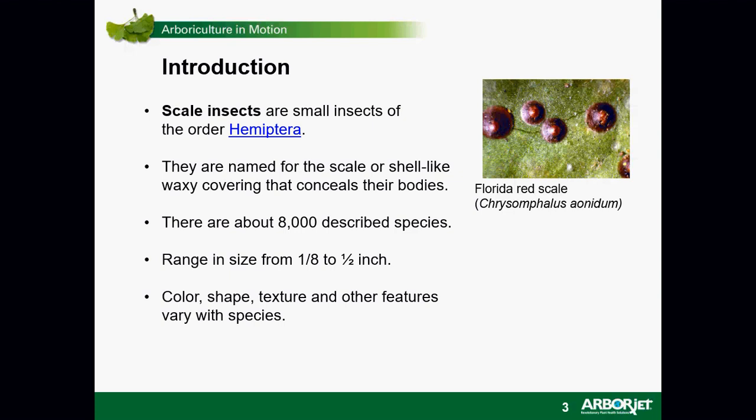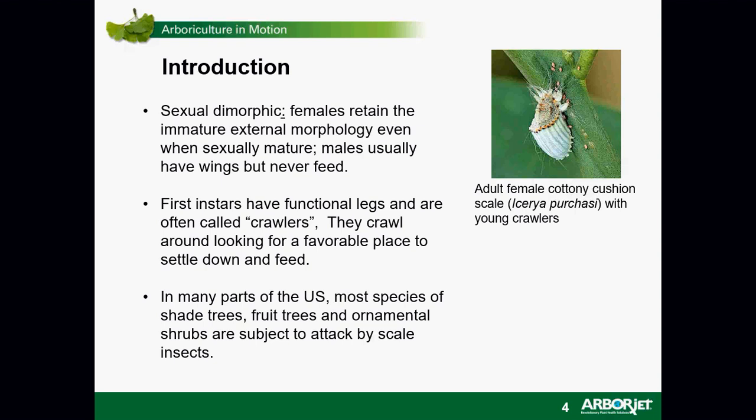They come in various colors, shapes, and textures. These insects are sexually dimorphic, meaning that the males and females have different shapes or forms. The females remain in their immature shape even though they're sexually mature. The males, however, will molt into winged, gnat-like forms, and the females stay put once they settle into a plant, whereas the males will eventually emerge to fly and find females.